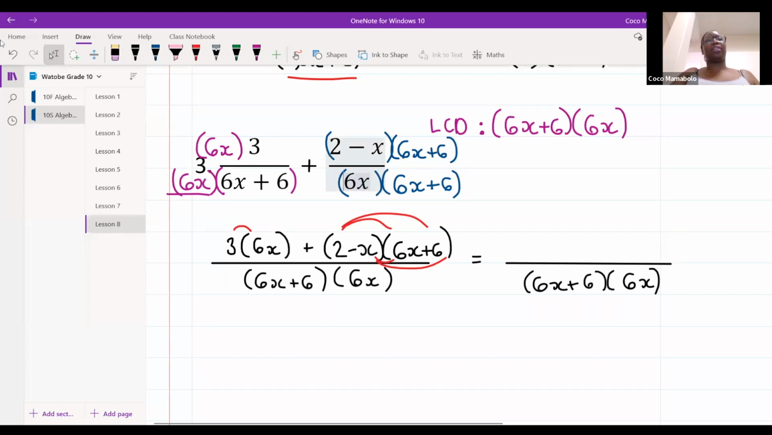All right, guys. Okay, I am seeing some answers coming in. Specifically, Courtney has an answer for me. 6x times 3 is going to give me 18x. Okay, and then over here, I'm going to get 2 multiplied by 6x, which is 12x. 2 multiplied by 6 is 12. And then I'm going to get negative x times 6x, which gives me negative 6x squared. And then negative x plus 6 times 6 is negative 6x.